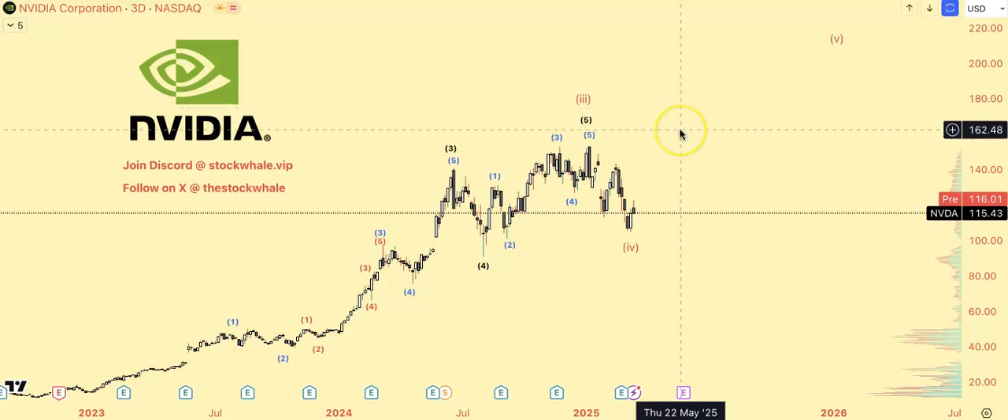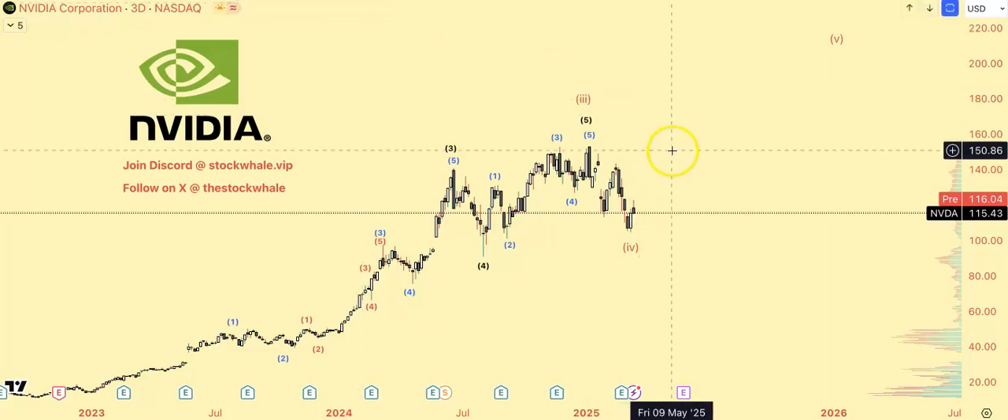It's Wednesday. Let's go over and break down NVIDIA for today and go over some of the trade setups. So I want to go over the first one, which is the bullish setup, right?